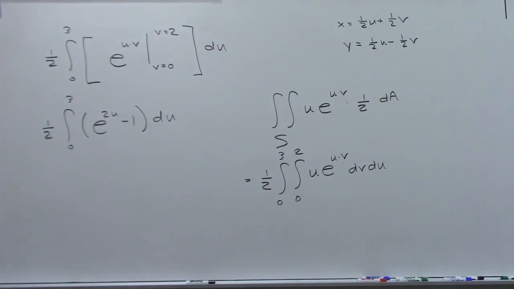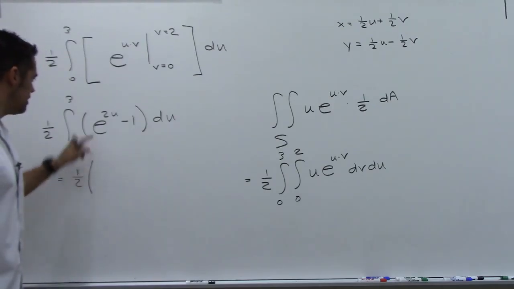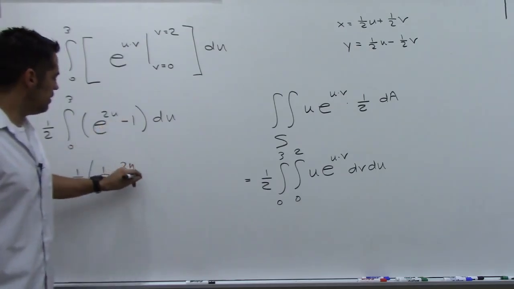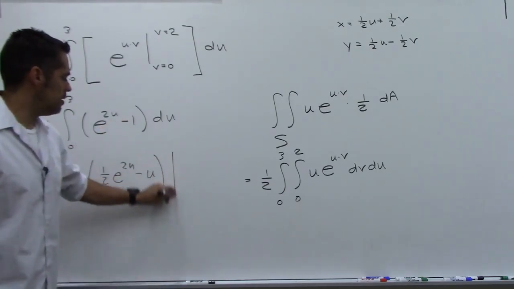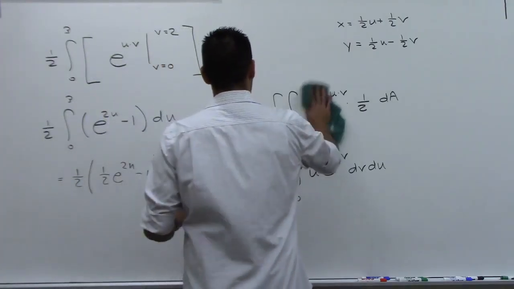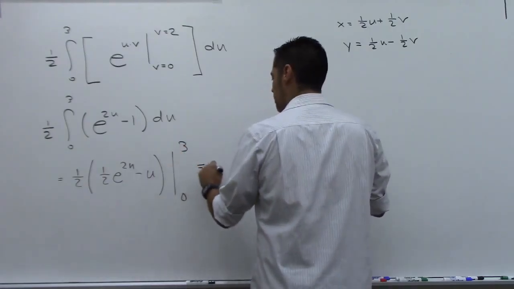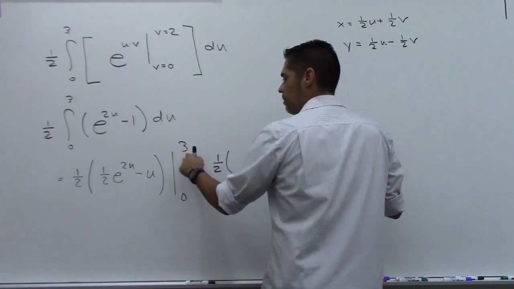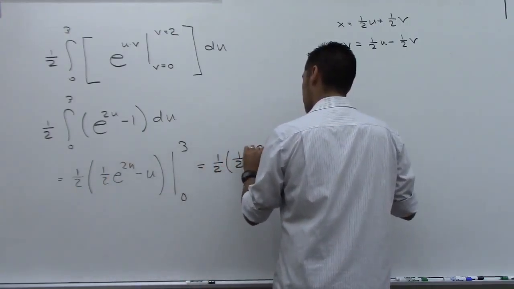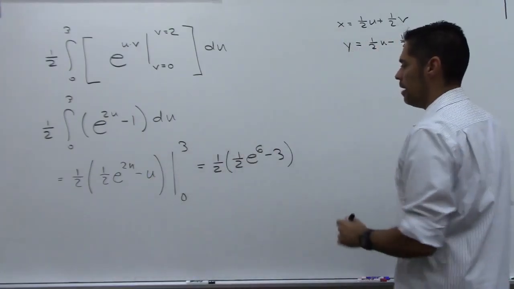And now integrate that. We have 1/2 times antiderivative of this is 1/2 e to the 2u. Antiderivative of 1 is u. Evaluating that from 0 to 3. And we should be there. Let's see. Plug in 3 first. So I have 1/2. Plug in 3 here, get e to the 6th, half of e to the 6th. Minus, plug in 3 here, 3. That's what I get when I plug in 3.